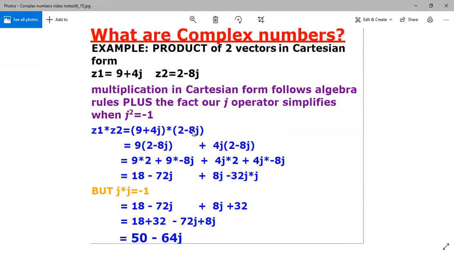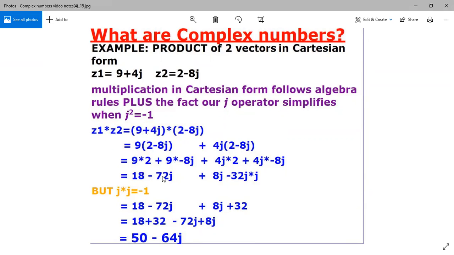We're expanding the brackets. So we end up with 9 times 2. We end up with 9 times minus 8j. We end up with 4j times 2. We end up with 4j times minus 8j. And we add all these products together. So we end up 2 times 9 gives us 18. We've got 8j there, and we've got minus 72j there.